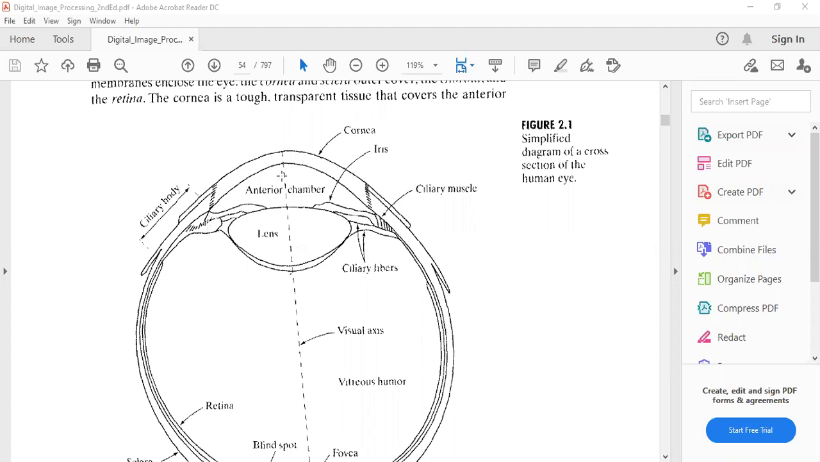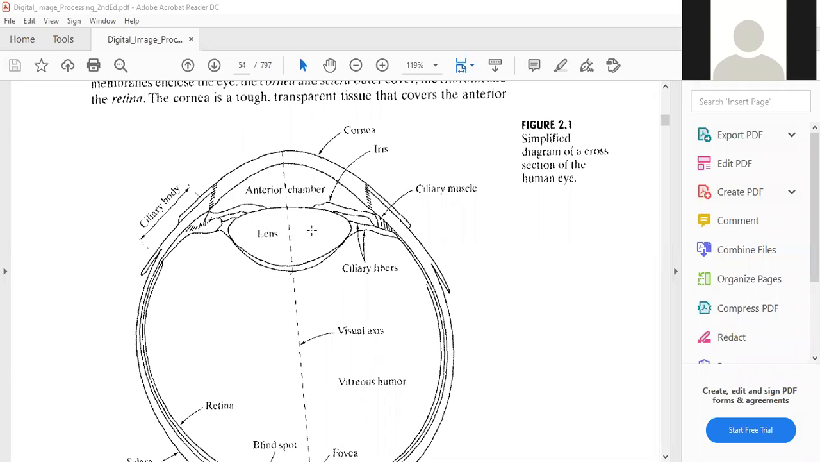Then we have the anterior chamber. The anterior chamber is the distance between the cornea and the lens. This distance will vary depending on what we have to see, whether the picture is nearer to you or far away. The anterior chamber varies according to the movement of the lens to adjust the eye to a certain picture or distance.